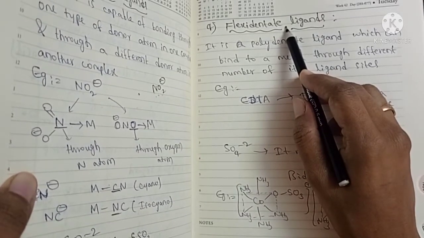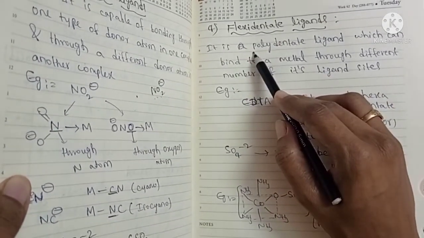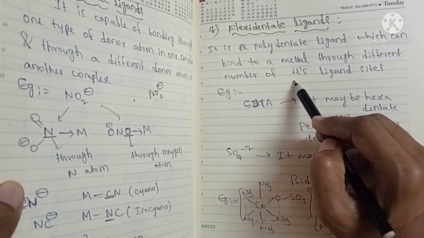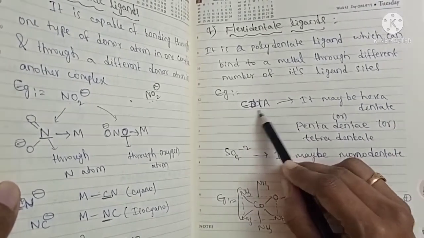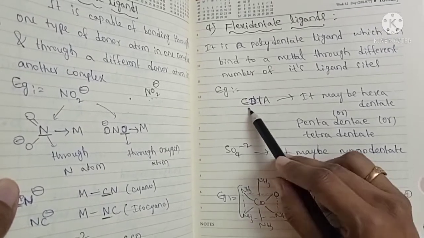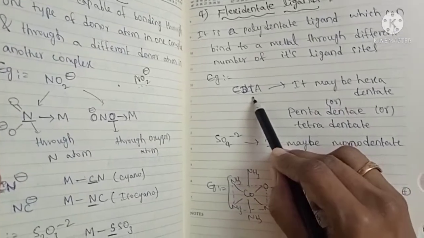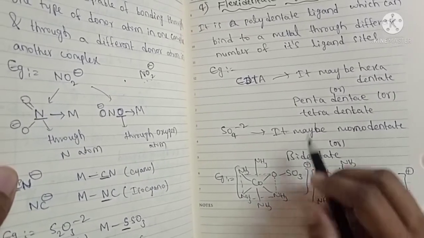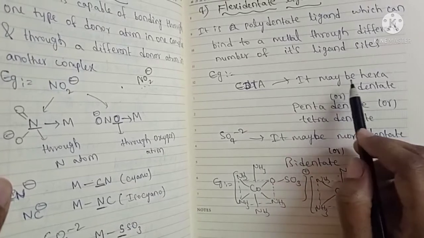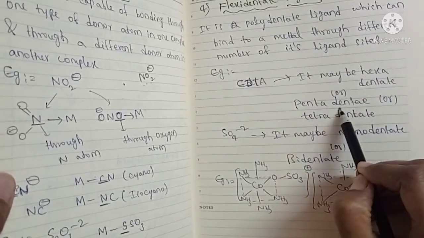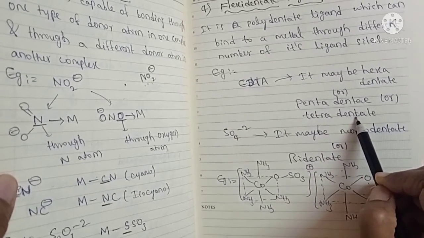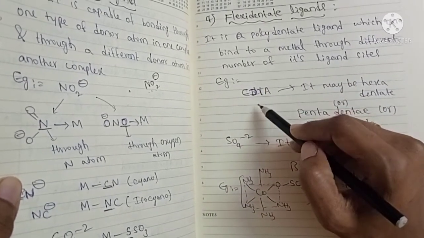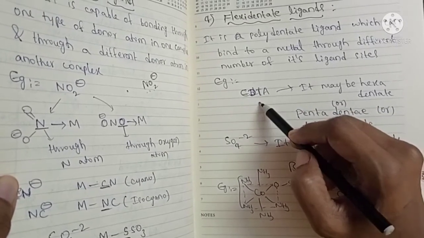Next, the fourth type of ligands are flexidentate ligands. It is a polydentate ligand which can bind to a metal through a different number of its ligand sites. For example, EDTA has 6 donor atoms. It may occupy 6 positions of the metal, or it may occupy 5 positions, or it may occupy 4 positions. It acts as either hexadentate, pentadentate, or tetradentate. So this is called a flexidentate ligand. They use 4 sites or 5 sites or 6 sites to bind with the metal.